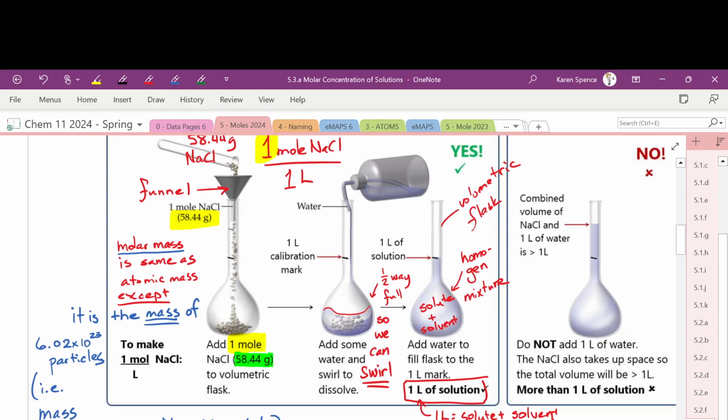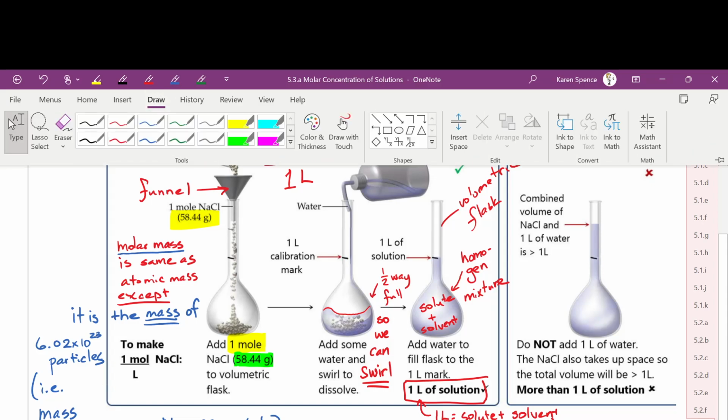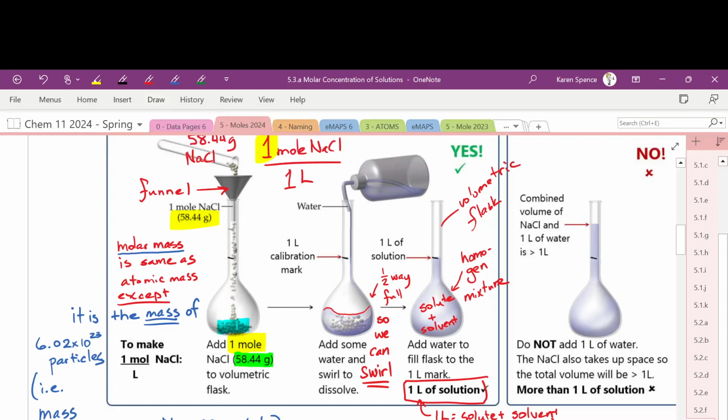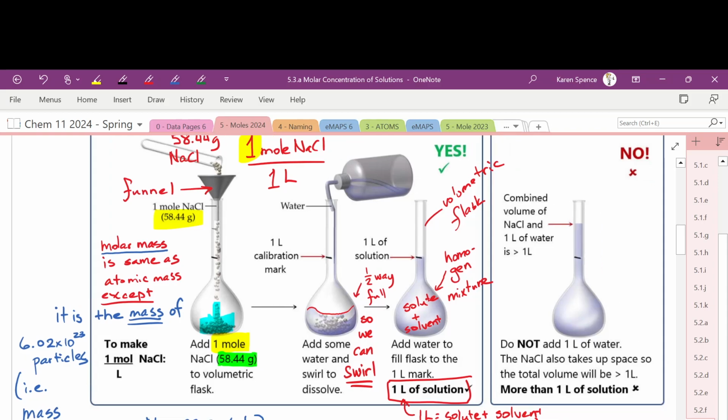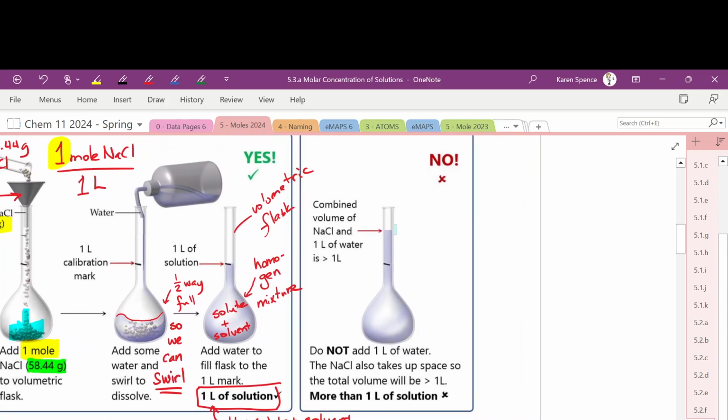Now, what I want you to imagine is that we're going to do this a second time, but now I'm going to add 1 liter of solvent. Can you see here how the solute already takes up some space? Yes? What's going to happen if I add 1 liter of solvent? It's going to be over 1 liter, okay?